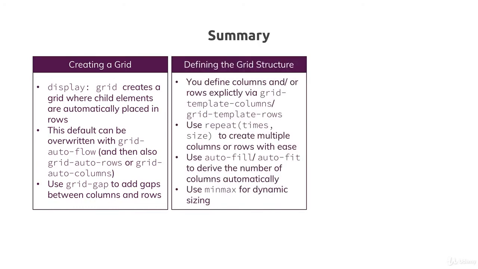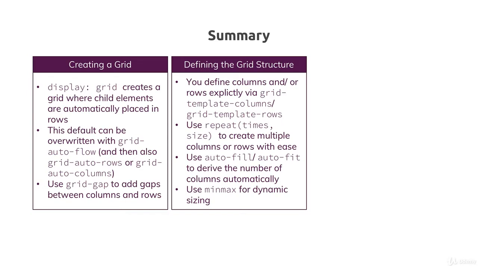Regarding the structure of the grid, you define columns and or rows explicitly, if you want to do this, via grid template columns or grid template rows. Now, please keep in mind what I said about the explicit and the implicit grid. You can also stick to these automatically generated rows if that is all you need. But if you need at least 2 columns or you need certain layouts for your rows, then you want to add your columns and rows manually with these 2 properties.